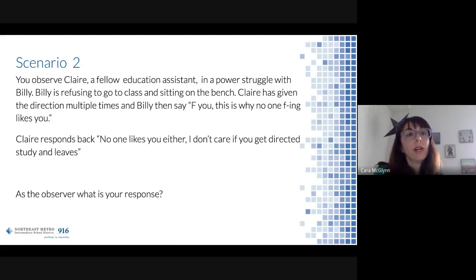Another thing to think about is if your building or site is using restorative practices, or even if it's not, just how can Claire fix this with Billy after the fact? Because she has to, if she's going to be able to continue to work with Billy. And that even comes back to that practice-based skill of apologizing gracefully.